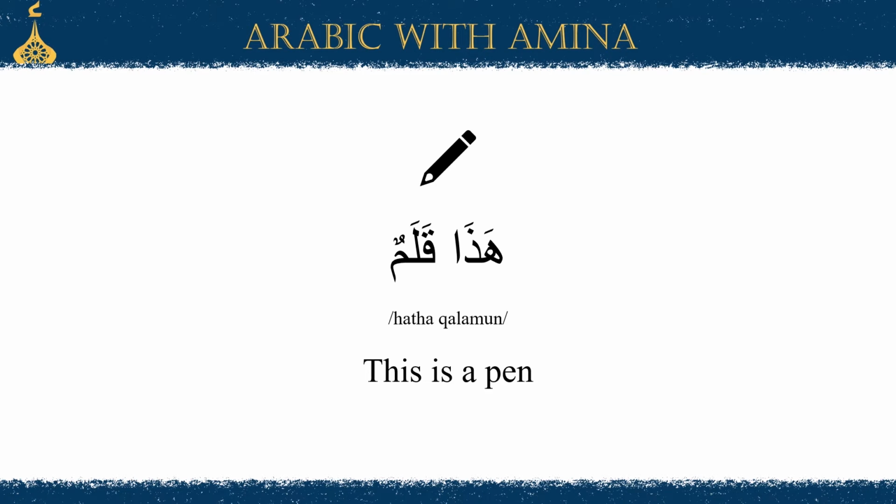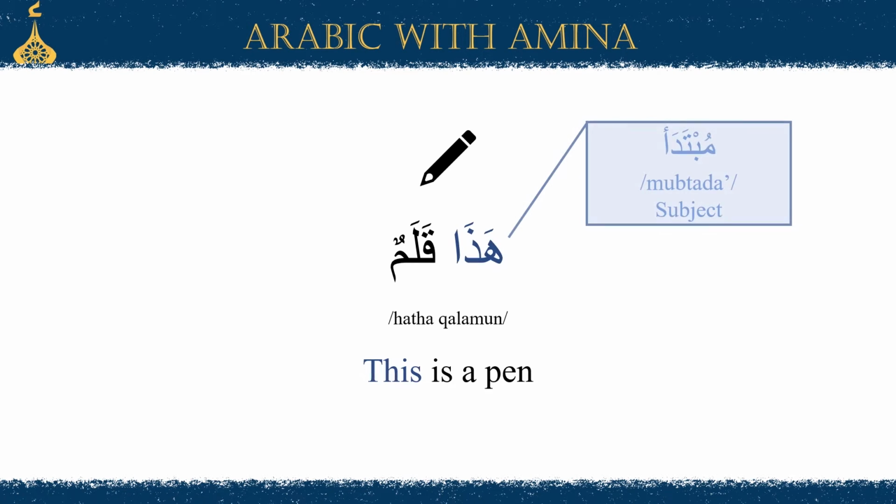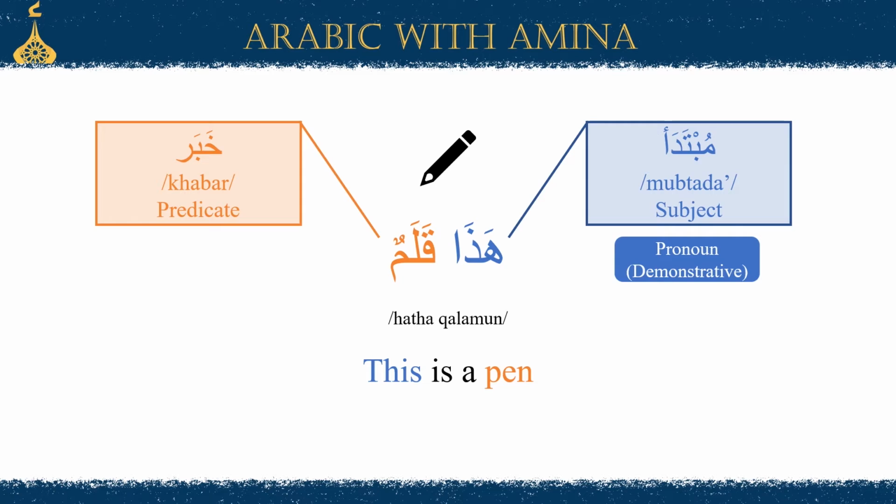The thing we are talking about in this sentence is this, or هذا, which makes it our mubtada, or subject. This is a demonstrative pronoun. To complete the sentence, we need a comment on this to fulfill the meaning. So, a pen, or qalam, is the predicate, or khabar, since it provides us with information about the word this. This is a pen. هذا قلم. And this type of khabar is a noun.